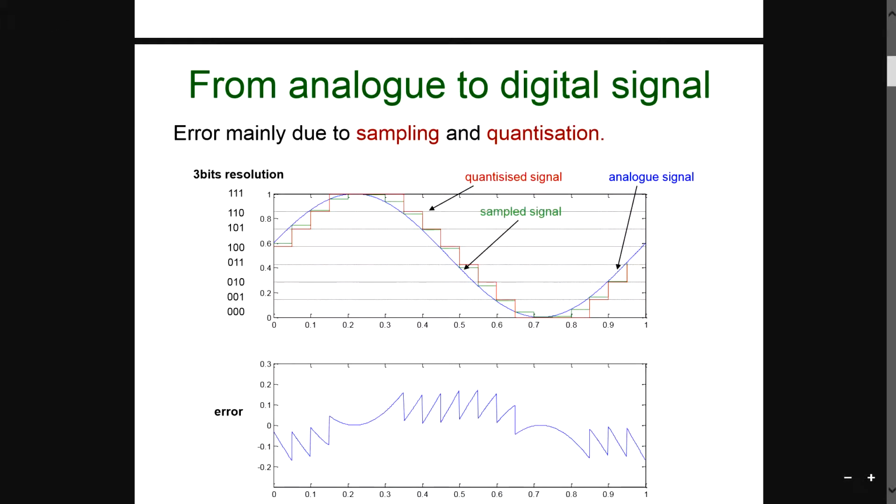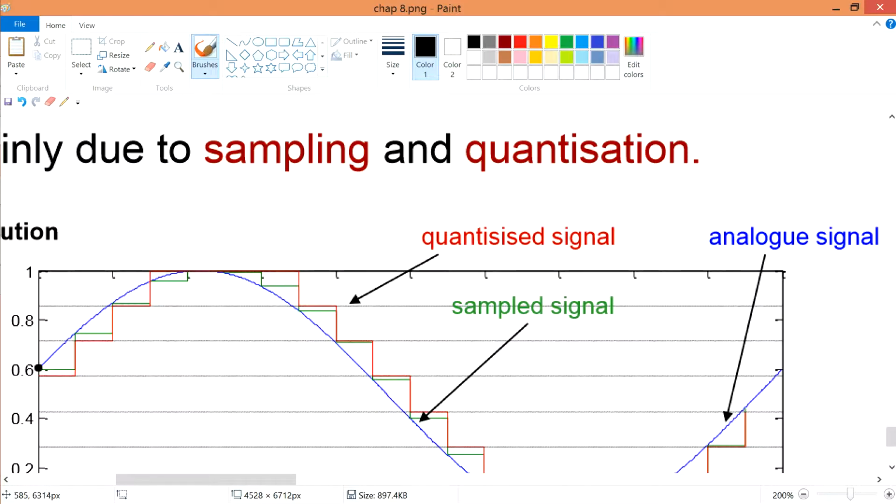So over here, this blue color one is your analog signal. Your green color one is your sampled signal, your discretized signal, while your quantized signal is the red color one, because you round off. If you remember, quantizing is when you round off.